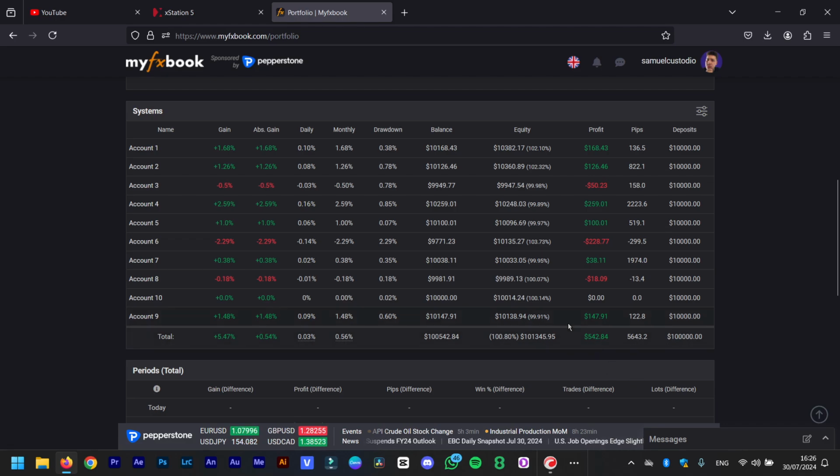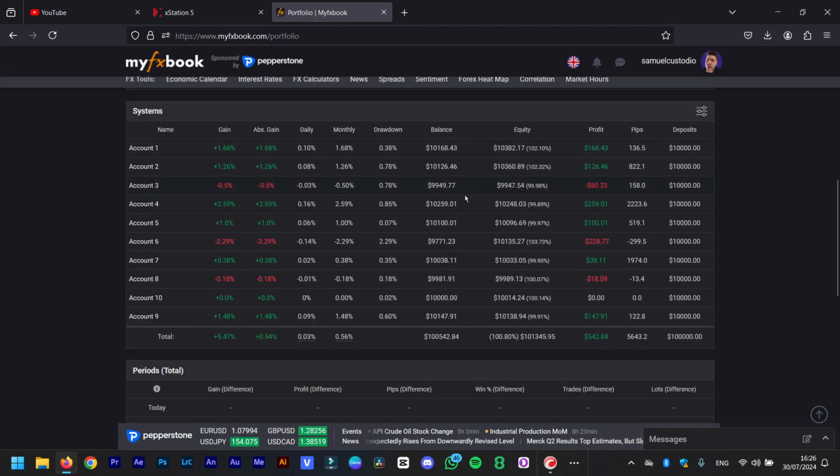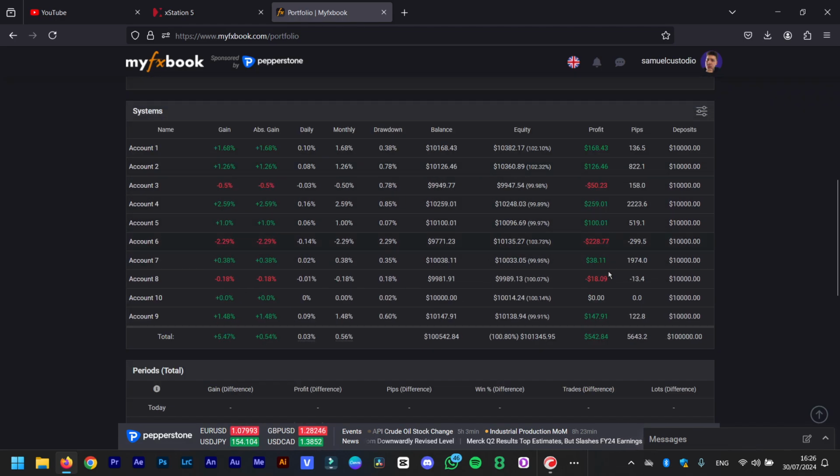Which is not even 1% yet, but that's just because we barely started, and I also made a few mistakes in here. I think if I didn't make this mistake on account number 6, we would have almost 1% in like 15 days, which is pretty good. But this is just the beginning, okay, guys? Just keep that in mind.